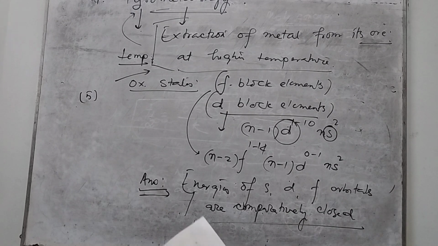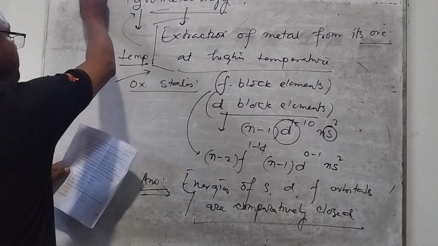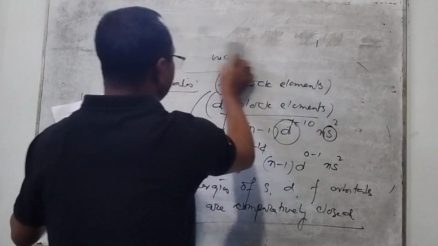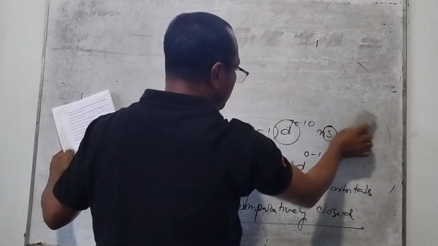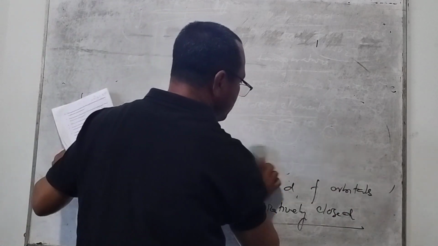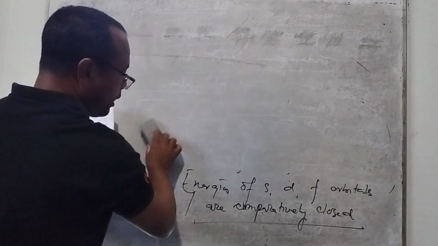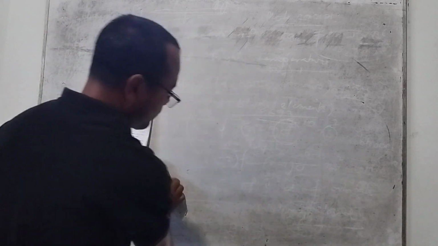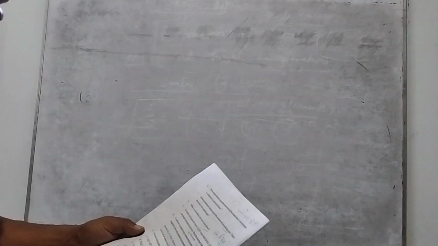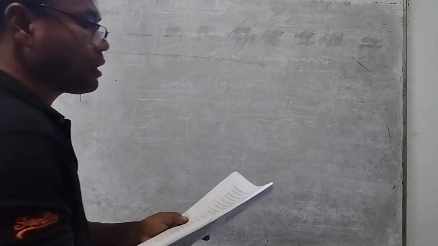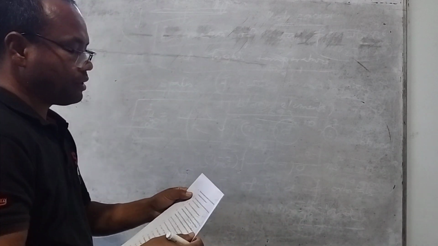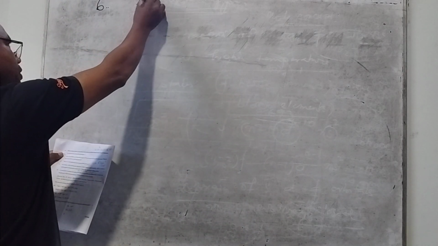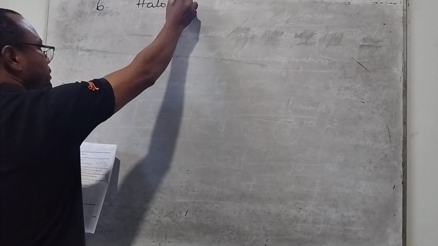We go to question number 6. This question number 6 is related to organic chemistry. In your organic chemistry, the first chapter is haloalkanes and haloarenes. So this is the question related to haloalkanes and haloarenes. So question number 6. This is a question from haloalkanes.